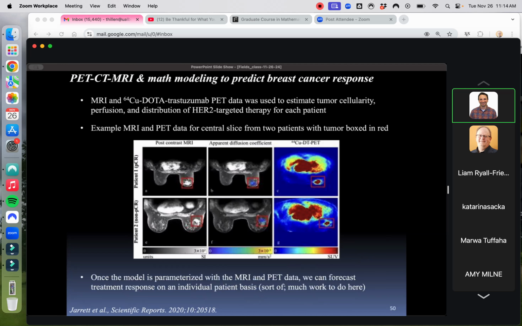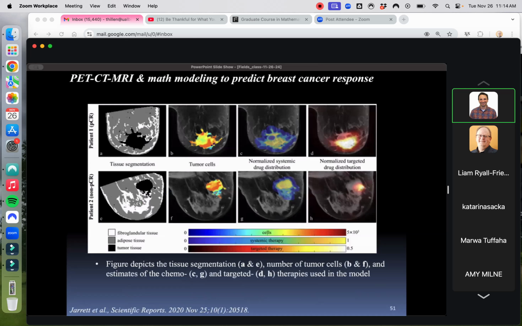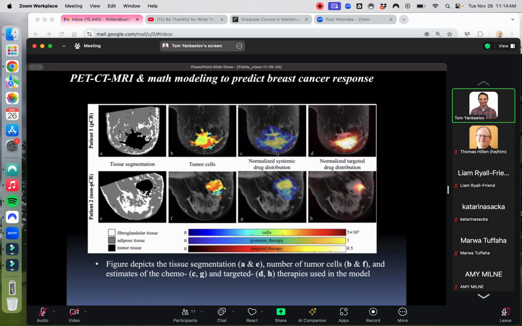So it's a similar model as before, but we have to do the same steps: we have to segment the tumor, make our maps of the tumor cells, and the distribution of the broad spectrum of the HER2 targeted therapy.